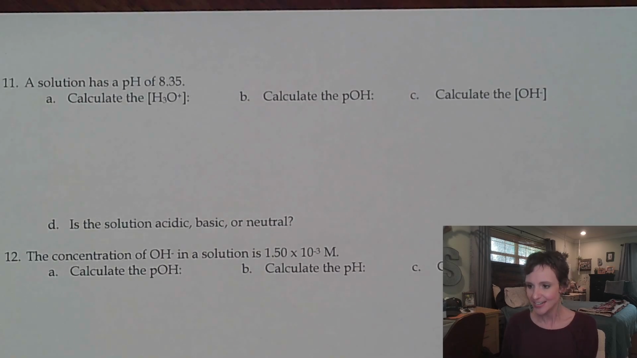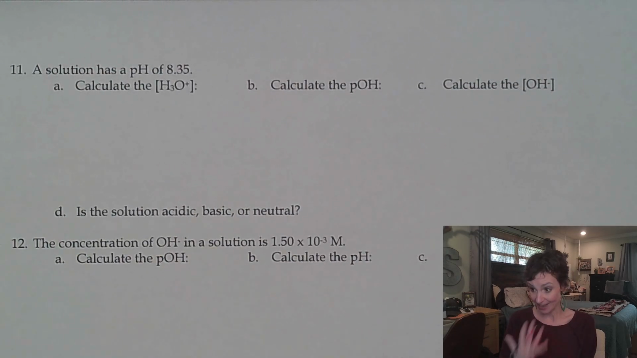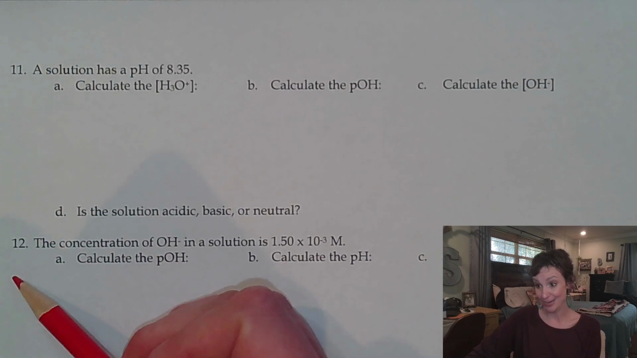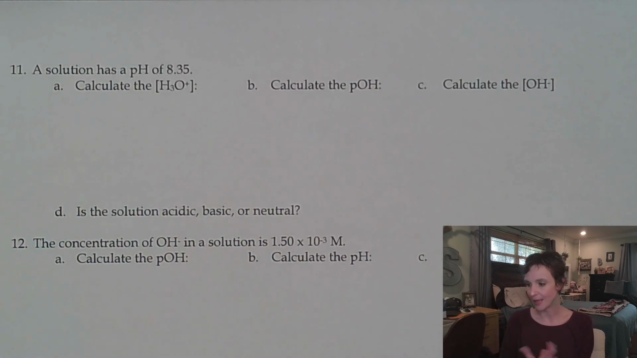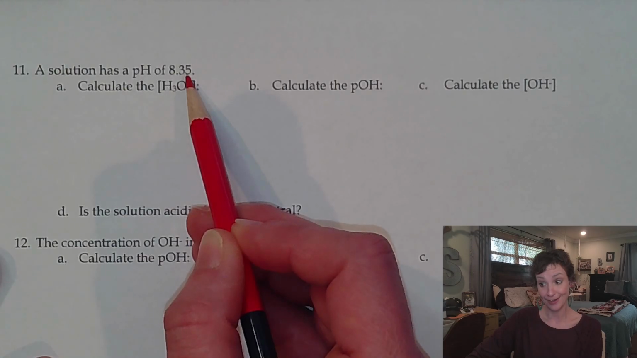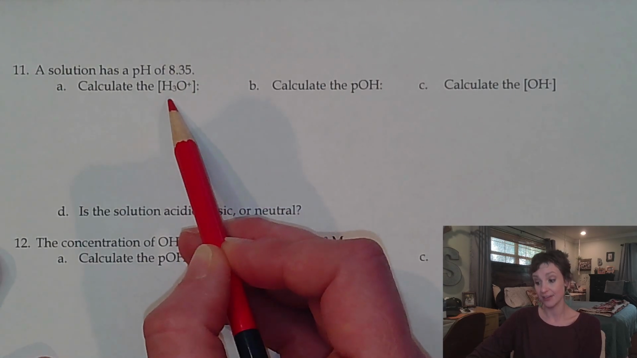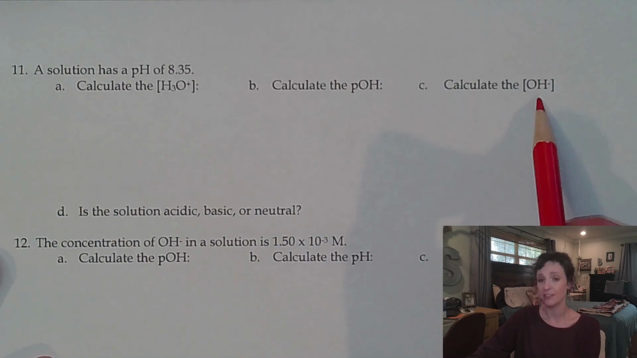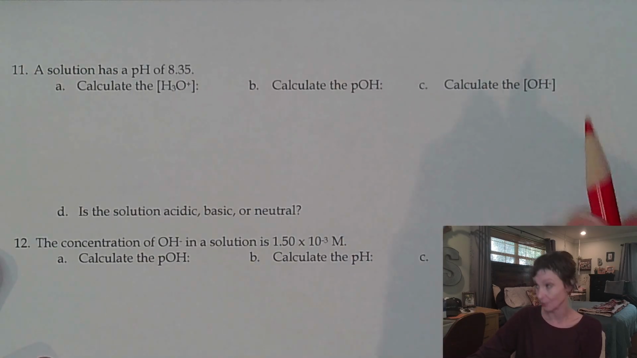These are really fun. So I would expect for you guys to be able to navigate problems like number 11 and number 12 here, where I give you some amount of information and I'll have you solve for some other stuff. It says a solution has a pH of 8.35. Calculate the hydronium ion concentration, calculate the pOH, calculate the hydroxide ion concentration. Like, what is even happening here?